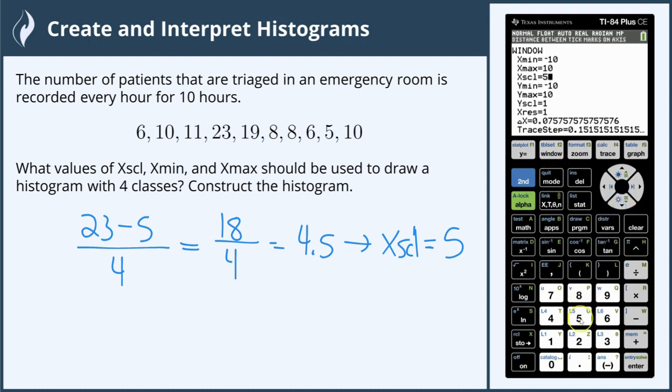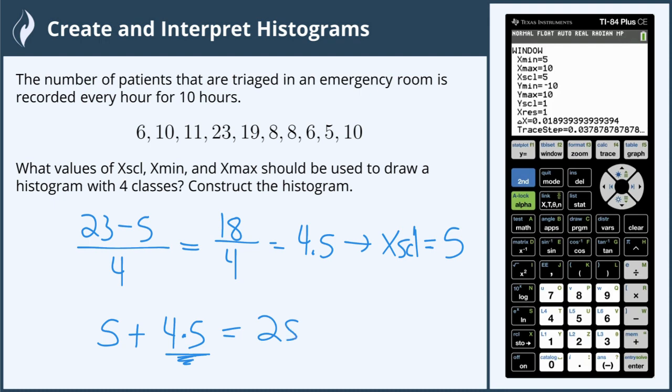Now, what does that mean our X min and X max should be? Well, our X min should match our actual min. Our actual min here was 5. Our X max is not necessarily going to equal our maximum value though. So what we're going to do is we're going to say, okay, if I start at 5, and I have 4 classes that are 5 each, because our X scale is 5, right? Then I'm really looking to add 20 additional here. So this is really an X max of 25.